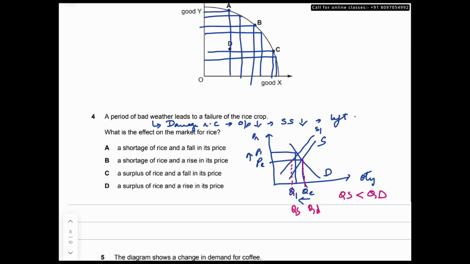And option D says a surplus with a rising price. Now there are two problems. First of all, the surplus is wrong because we are getting a shortage, and second, even if there was a surplus, it would never bring the prices up, it would bring the price down. So D also stands to be ruled out. Alright, so the correct option here is B, which is a shortage of rice and a rise in its price.